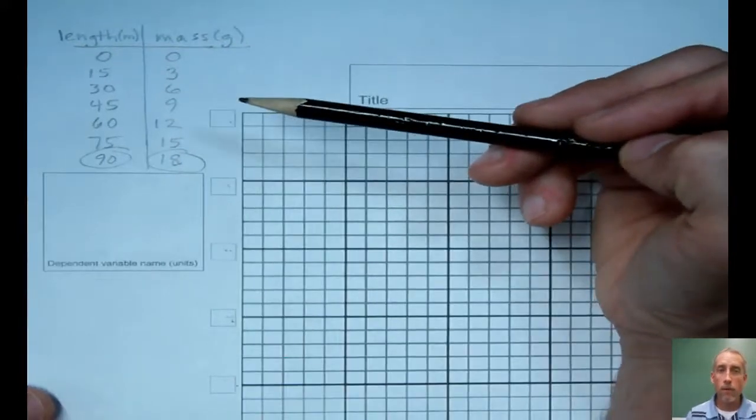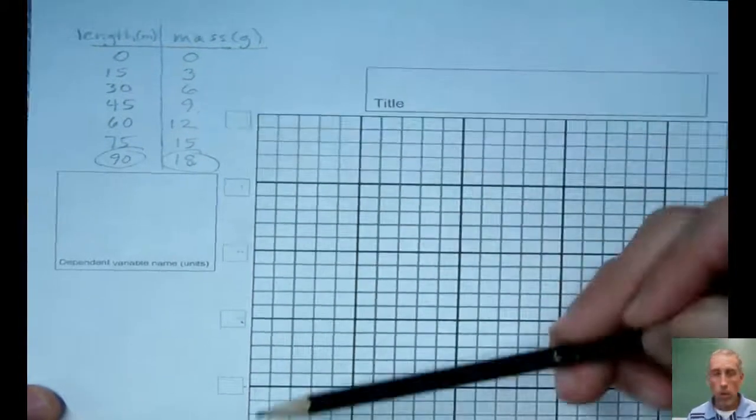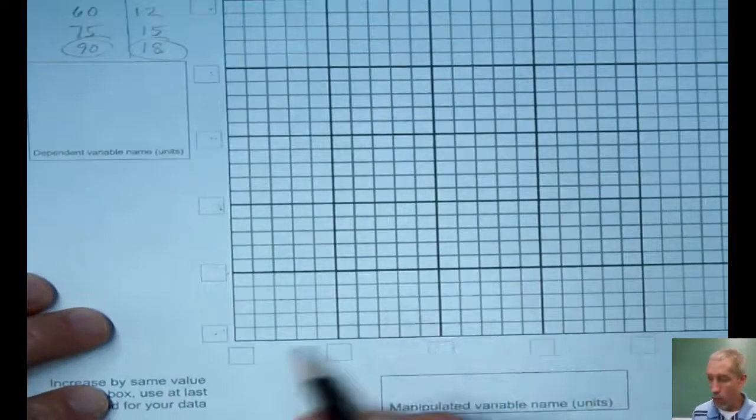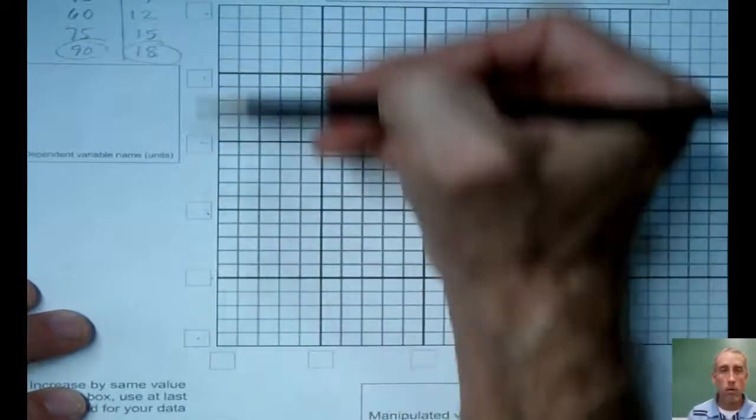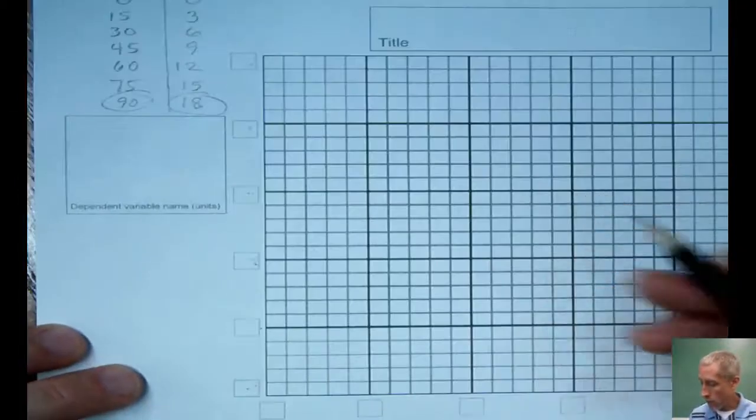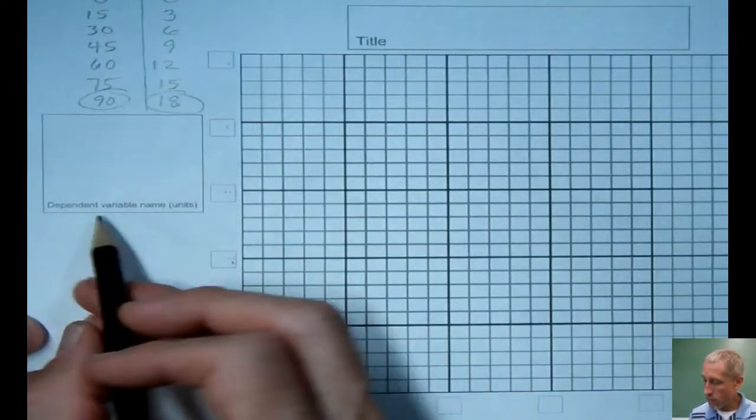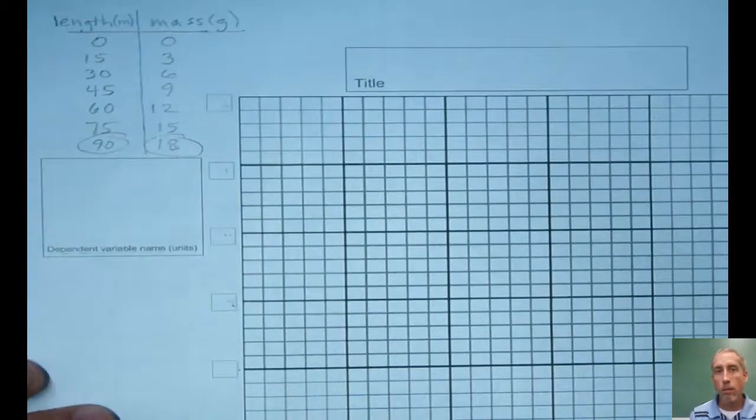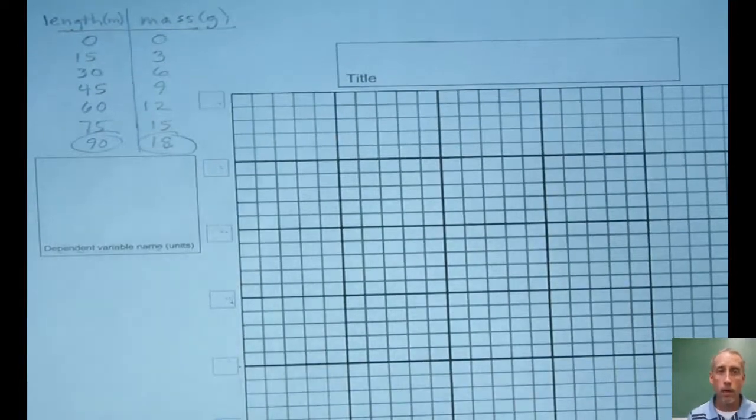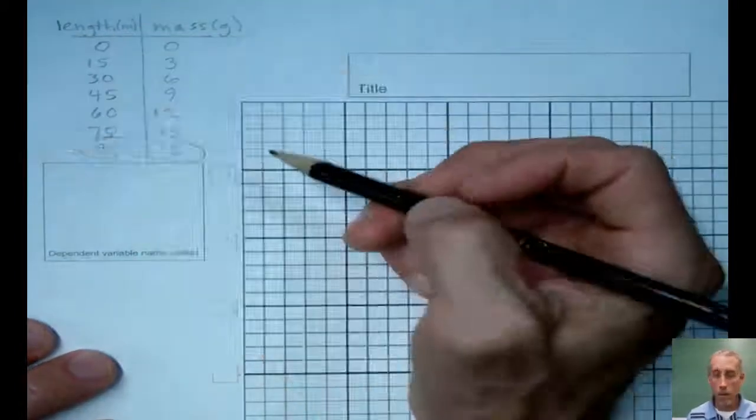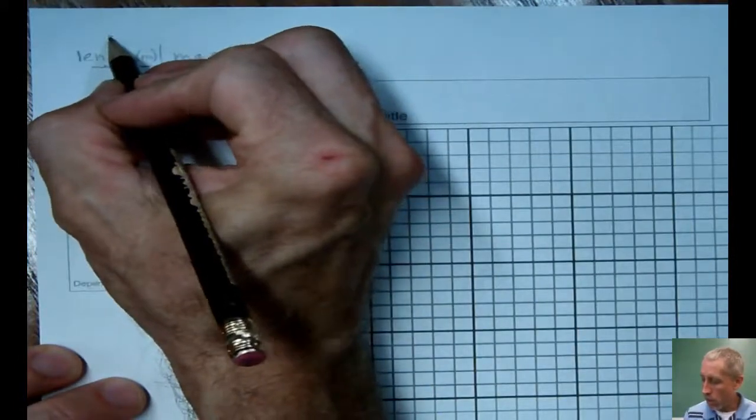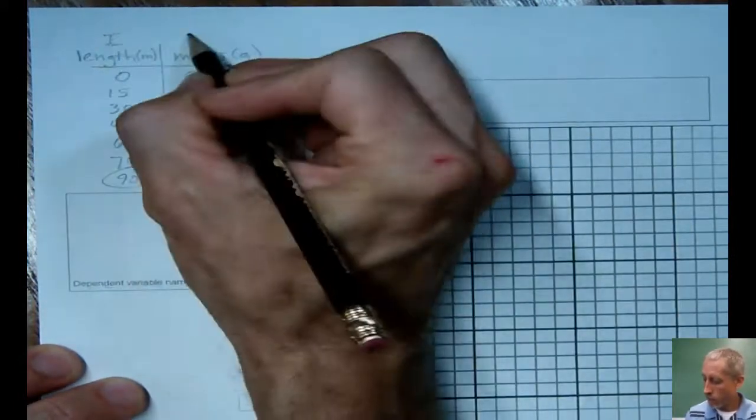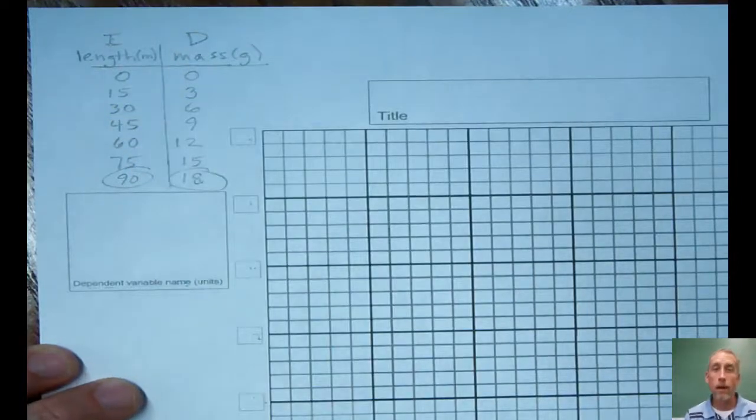And the first question that you have to deal with is, what numbers go on which axis? We refer to these as the horizontal axis across the bottom and the vertical axis here across the side. And I've given you a hint. Here on the left side, I said the dependent variable name with its units. We use the words independent and dependent because the way we say it is that the dependent variable depends on the independent variable. So when you have a table like this, you're always going to have your independent variable written first and your dependent variable written second.